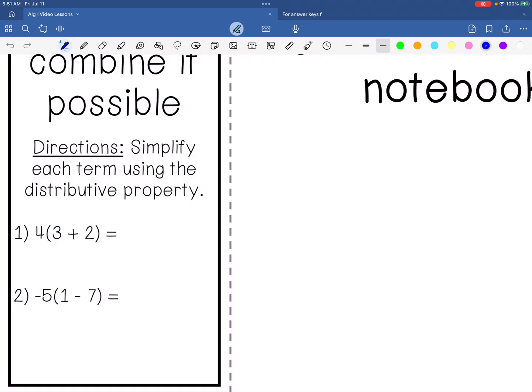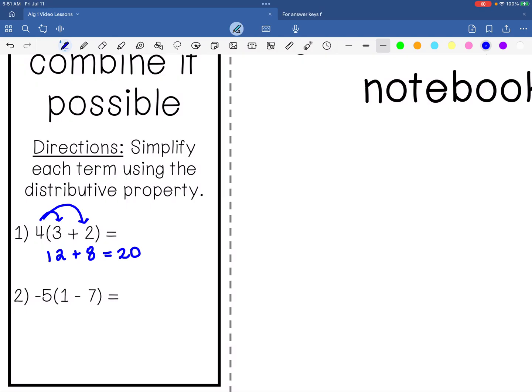So we talked about the distributive property a couple of lessons ago, but when we do this, we're going to multiply 4 by 3 and 4 by 2. And then we're going to combine if possible. 12 and 8 are numbers, and therefore we can combine them to make 20.